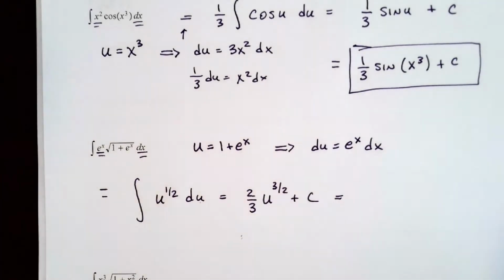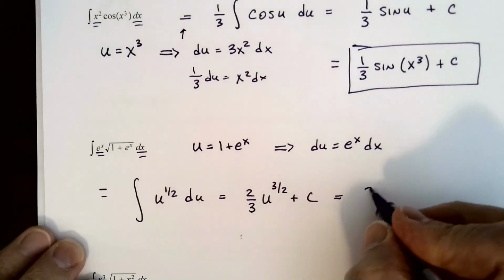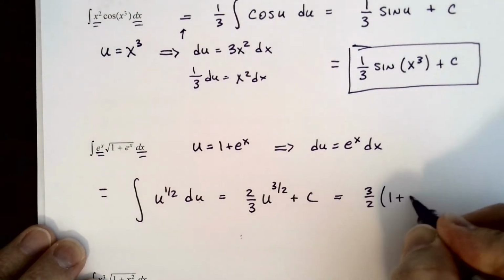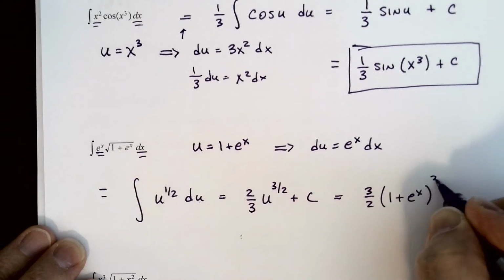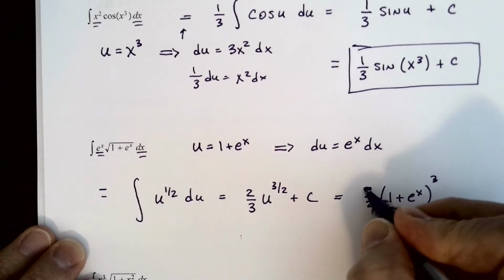Easy to find the antiderivative, and of course we go back to the original variable, u being 1 plus e to the x. Oops, 2/3 there.